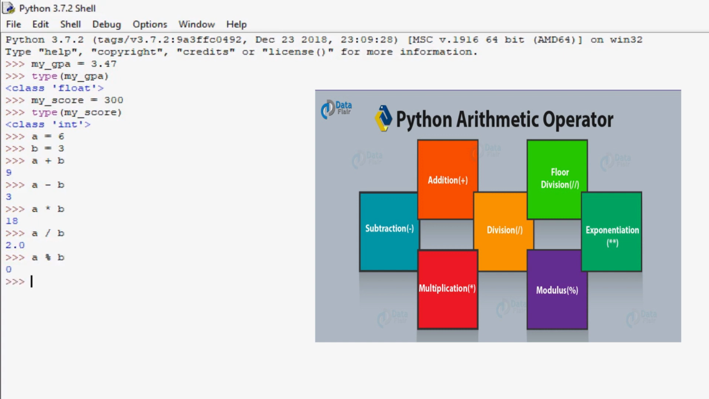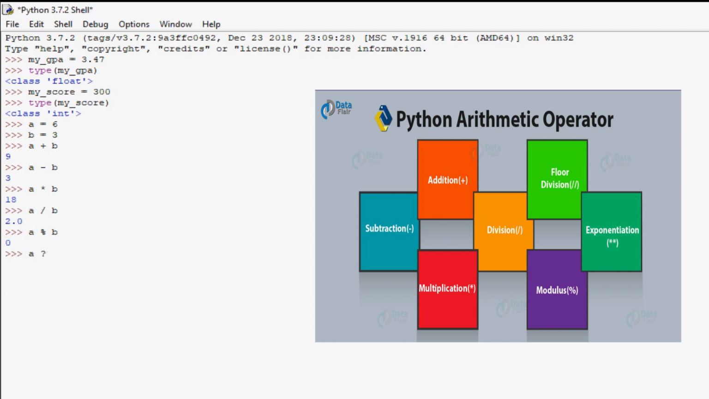We can also do a floor divide b. This means it divides a by b and returns the answer rounded to the next smallest whole number. And then we can also do a exponent of b, which means to raise a to the power of b.